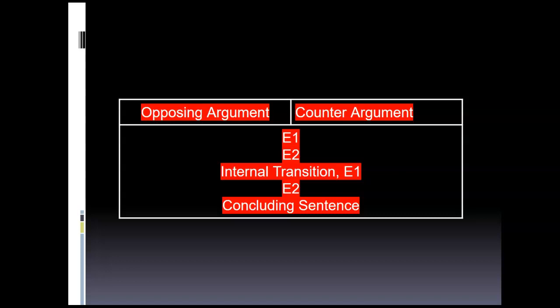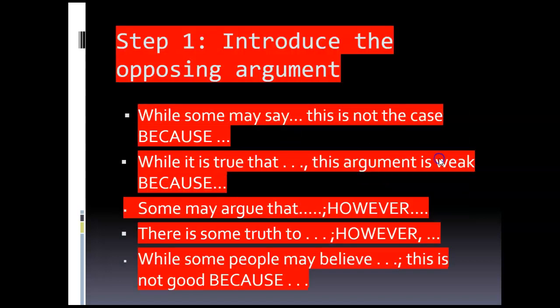You have an E1 and an E2, so some evidence that you're going to explain. Then you're going to have an internal transition and another E1 and E2, and then you're going to end with your concluding sentence, just like we do with all of our other body paragraphs. The only difference between your body paragraphs and your counter-argument paragraph is that body paragraphs start with a topic sentence that you get from your thesis statement, and the counter-argument paragraph starts with the opposing argument.